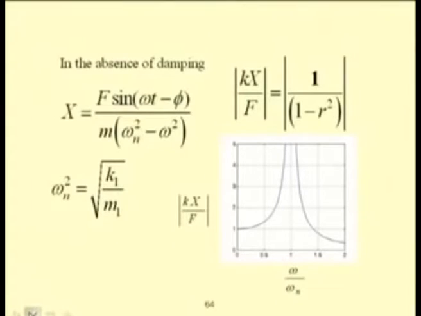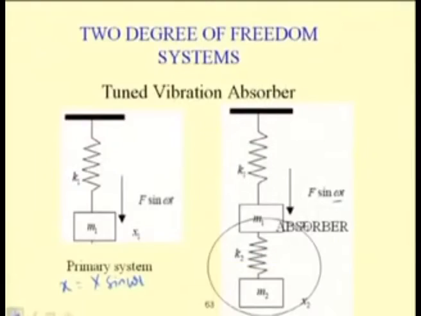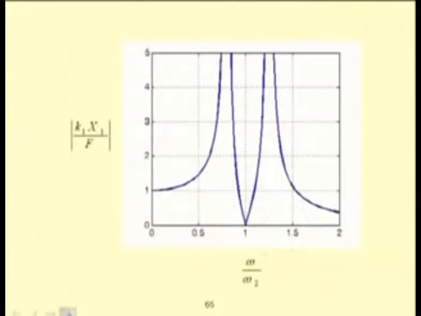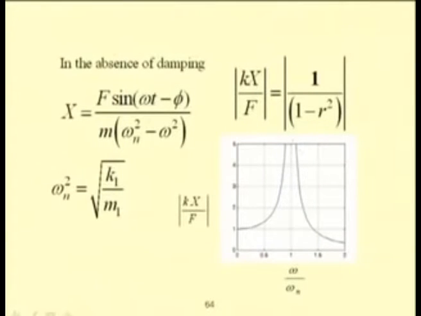So, in case of this tuned vibration observer, when one uses the secondary spring and mass, then the resonance point shifts to the left and to the right. Previously the resonance occurred at a frequency omega equal to omega n, as there is no damping in the system, but if one considers damping in the system, then the resonance will occur slightly left of this omega by omega n equal to 1.